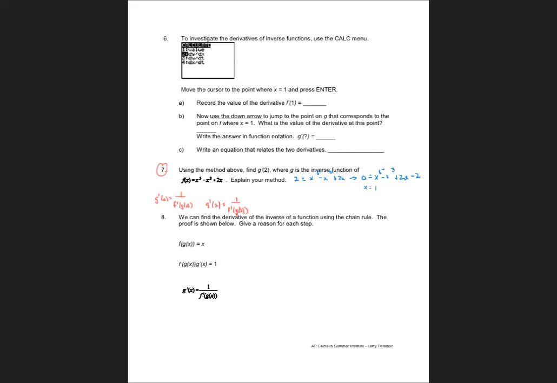So we can then say that f prime of x is going to be 5x to the 4th minus 3x squared plus 2. And so we're going to get 1 over f prime of 1 is going to be 1 over 5 minus 3 is 2 plus 2 is 4, and that's going to be our derivative.